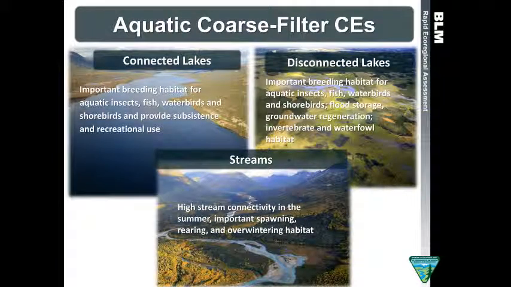And just as a refresher recap, those are our three conservation coarse filter elements, the habitats. We have connected lakes, disconnected lakes, and streams. And all three of these habitats were selected based on consultation with BLM biologists, and all three habitat types have important ecological or social importance to the study area.